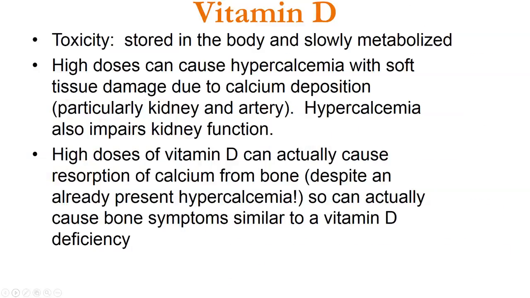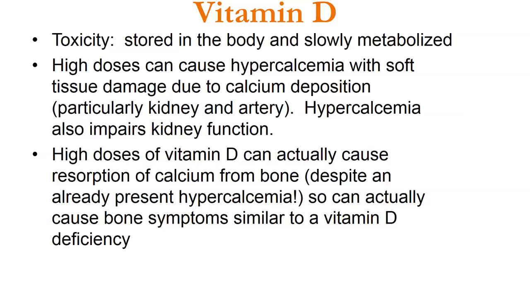Okay. Vitamin D, just like vitamin A, is one of those vitamins which is absolutely toxic in excess. Vitamin D is stored in the body just like vitamin A, so these fat-soluble vitamins, you can store them in fat tissue. And it's slowly metabolized. So if you get too much vitamin D, it can cause hypercalcemia. Okay? So too much vitamin D, it makes sense, right?